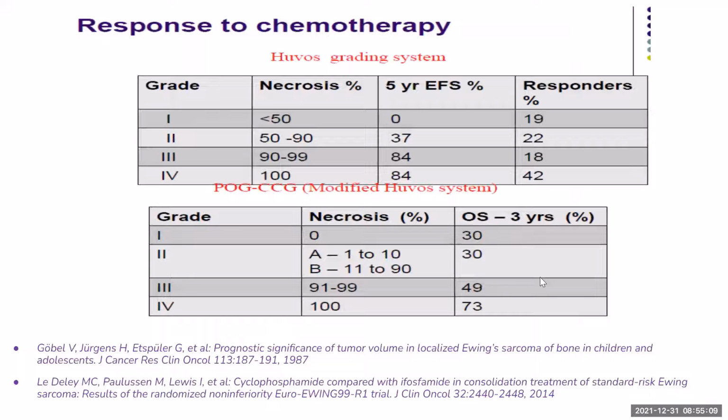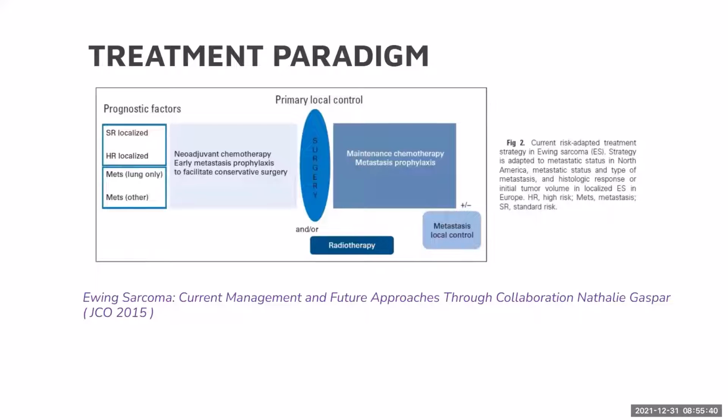Response to therapy commonly uses Huvos grading system, where we can see those who have 100% necrosis, their 5-year EFS is around 84%, which is almost equivalent to those who have necrosis of 90 to 99%, also around 84%. So we commonly see whether the necrosis is more than 90% or less than 90%. Those who have less than 90%, the EFS is less than 37% in those patients who have poor necrosis. So Huvos grading system is commonly used. So let's come to the treatment part, which is very much complicated.